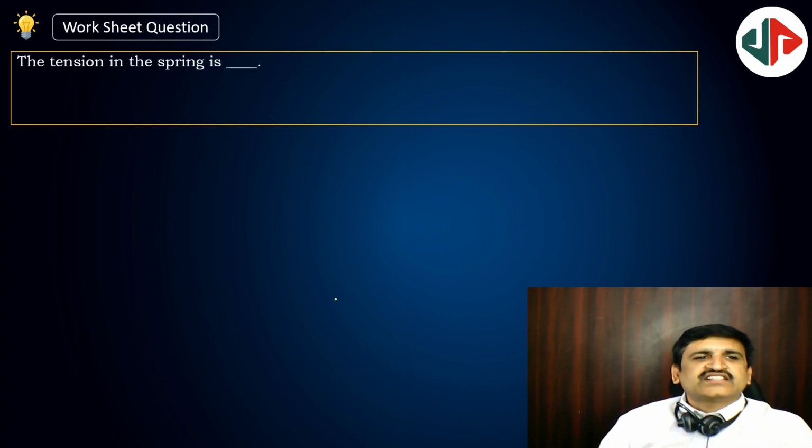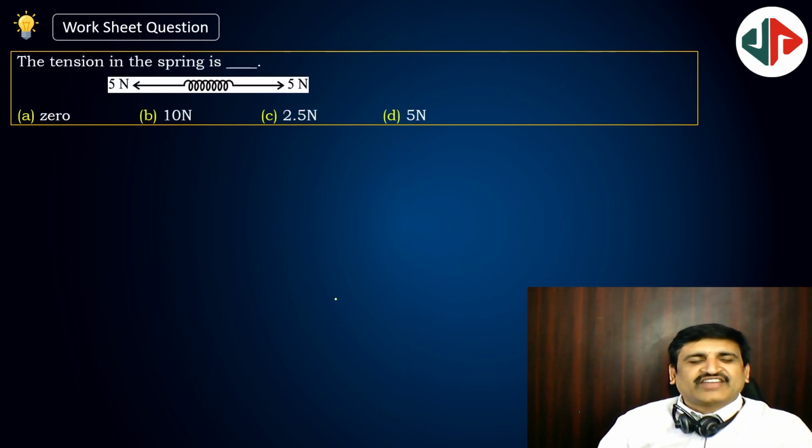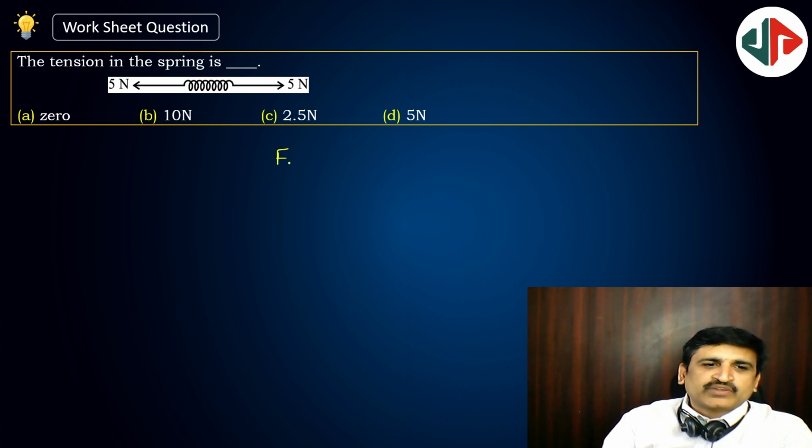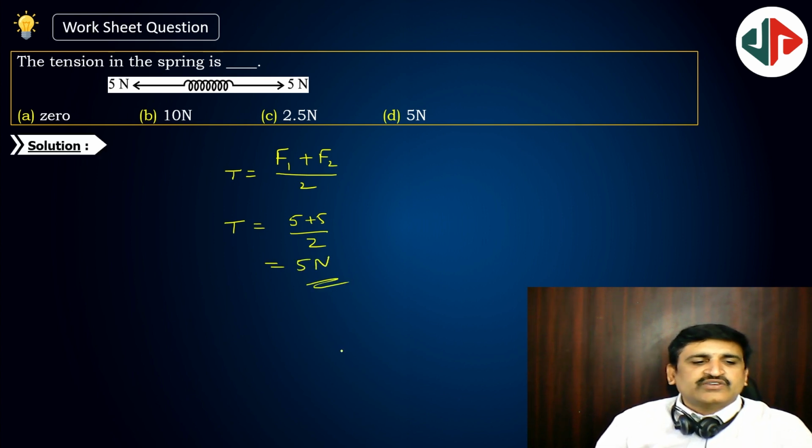The tension in the spring is, okay. Whenever two ends are pulled like this, the tension will be (F1 plus F2) by 2. F1 plus F2 by 2 is the tension. Tension T is equal to (5 plus 5) by 2, which is 5 newtons.